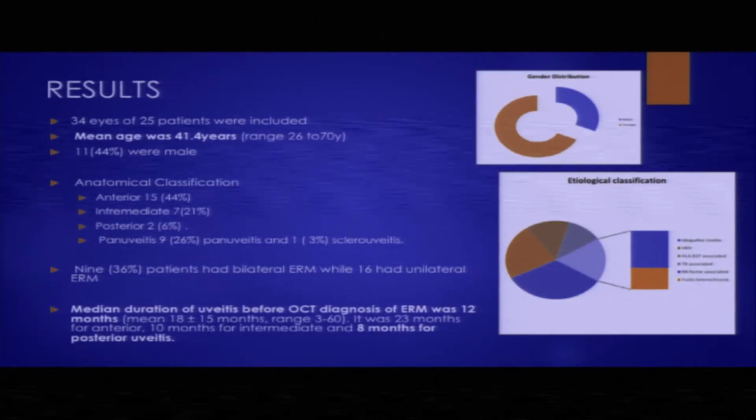Coming to our results, we analyzed 34 eyes of 25 patients with a mean age of 41.4 years. 44% were males. Anatomically, anterior uveitis was the most common, and etiologically, idiopathic uveitis was most common. 36% of patients had bilateral ERM. The mean duration of uveitis before the OCT diagnosis of ERM was 12 months. It was 8 months for posterior uveitis.